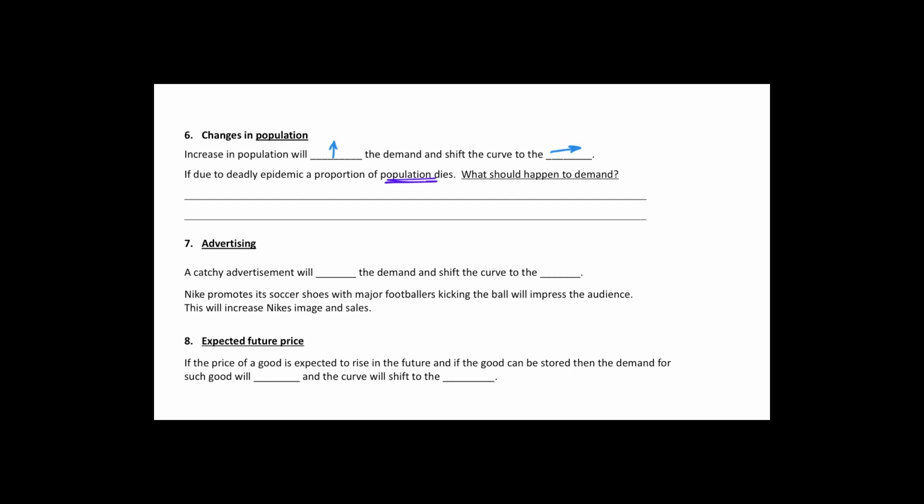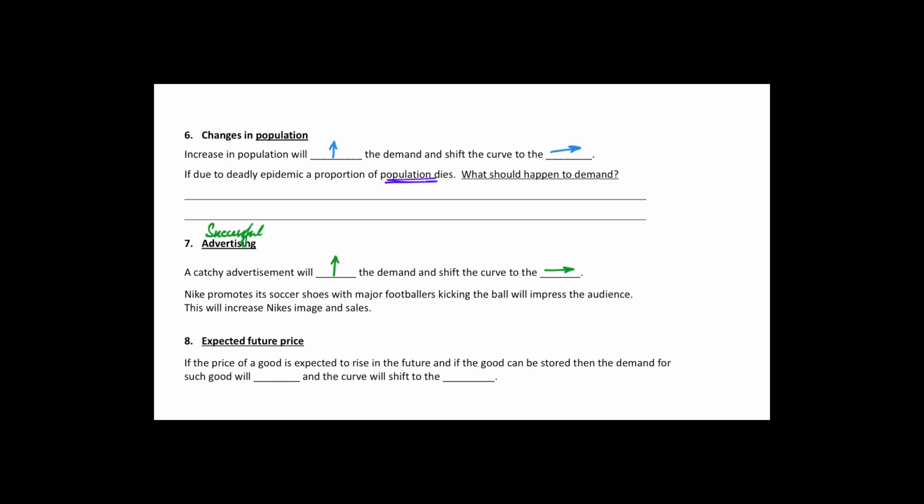Number seven is about not just advertisement, but a successful advertisement. It matters. A successful advertisement will cause the demand for the goods to increase and shift the demand curve to the right. That's why all day we have all these famous celebrities telling us to consume certain goods. And if it's a good one and the consumer believes, then the demand will go up.